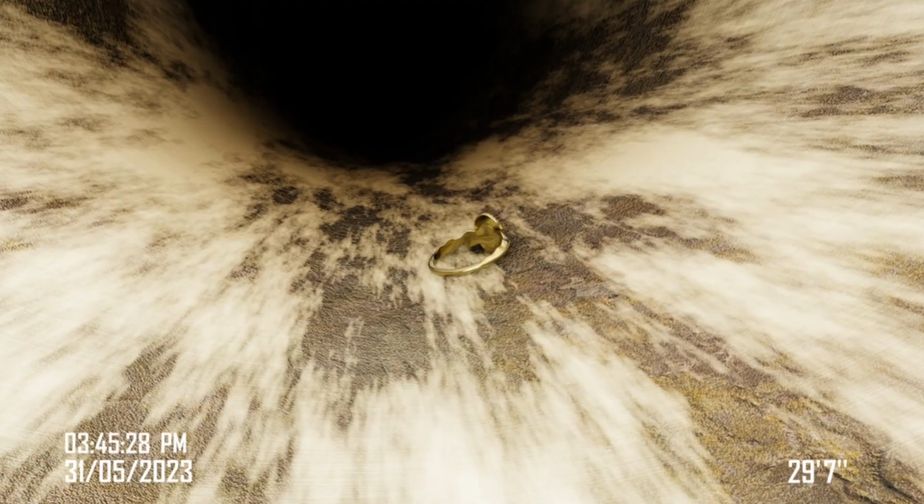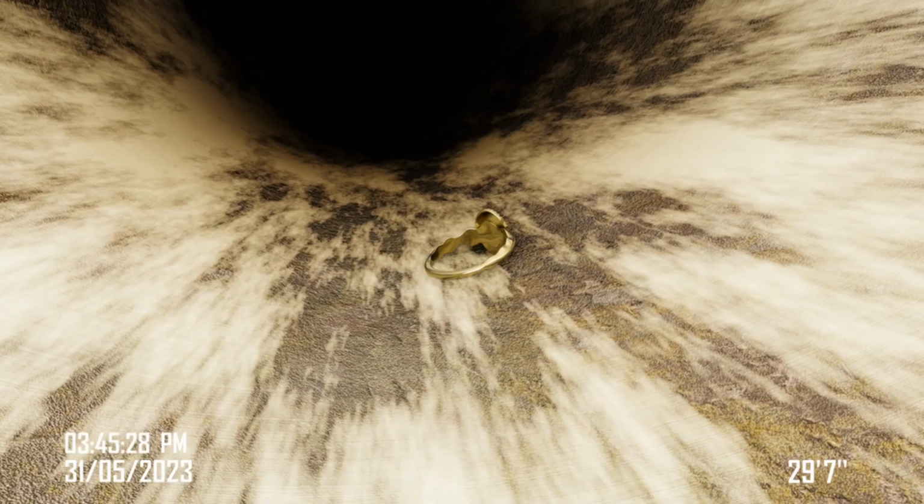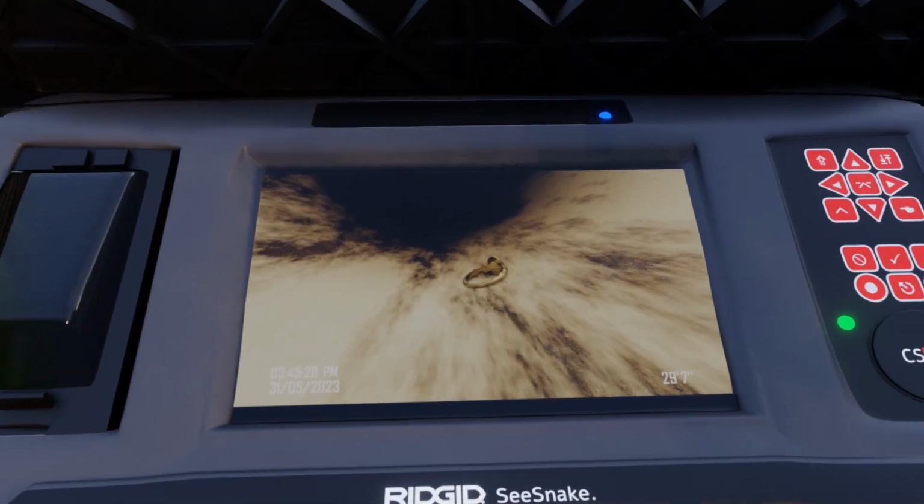Wondering where that lost piece of jewelry went? If the jewelry hasn't already washed away, a sewer camera inspection may assist in retrieving it.